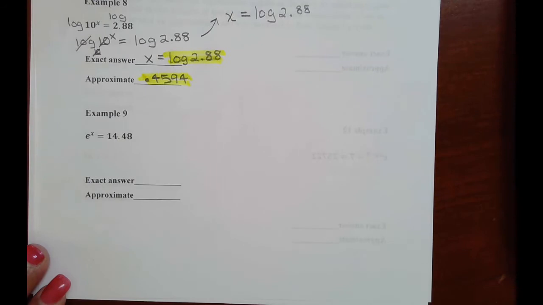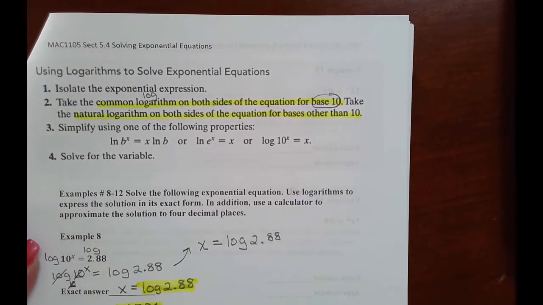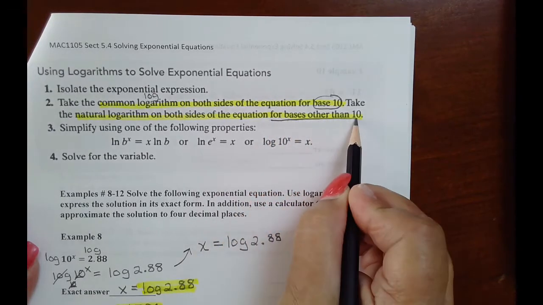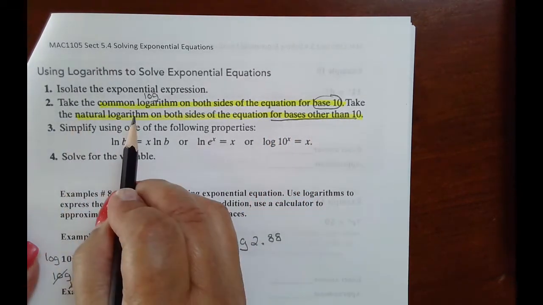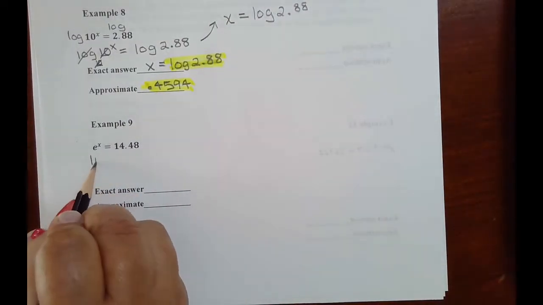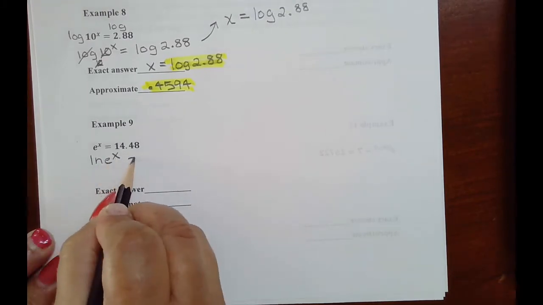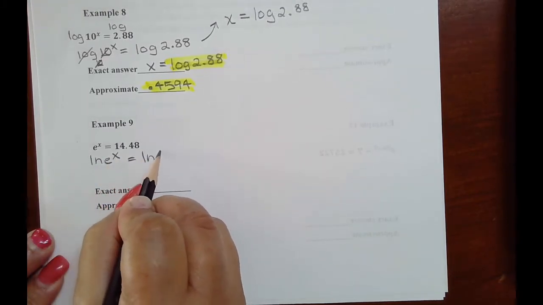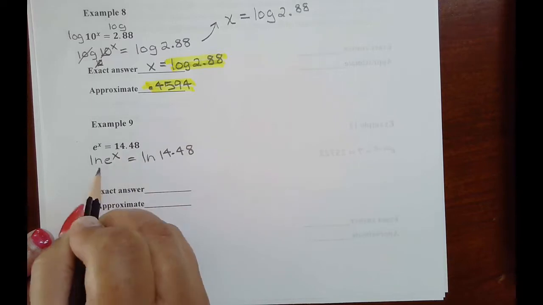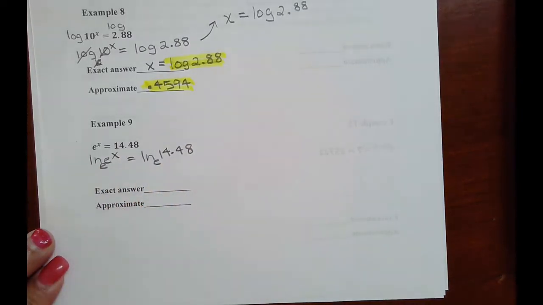Okay, moving to this one. Now remember the directions. Let's go back up to the directions that you're going to take a common log on both sides if the base is 10. But for bases other than 10, you will be taking a natural log of both sides. So this is going to be ln of the left, ln of the right. Natural logs have only one base, and that is e.